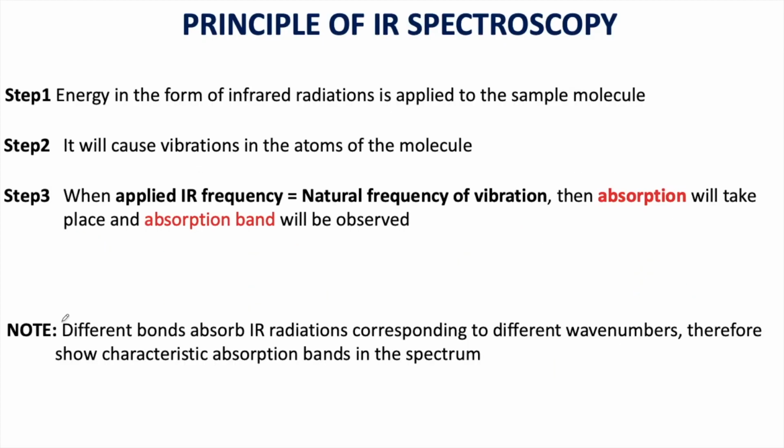Principle of IR spectroscopy. Step 1. Energy in the form of infrared radiations is applied to the sample molecule. Step 2. It will cause vibrations in the atoms of the molecule. Step 3. When the applied IR frequency equals the natural frequency of vibration, then absorption will take place and an absorption band will be observed.